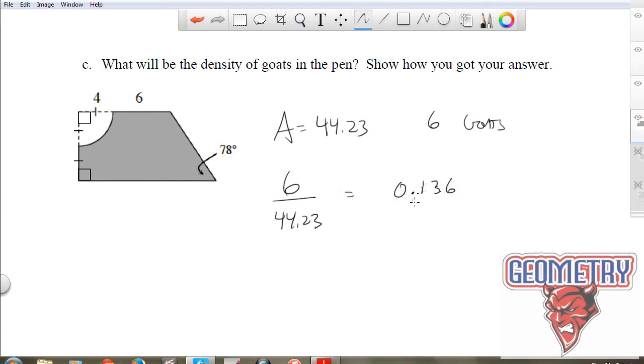So a goat density of 0.136 goats per square, I believe it was meters for that.